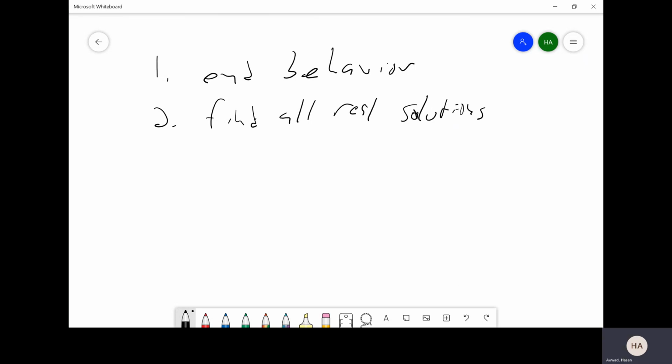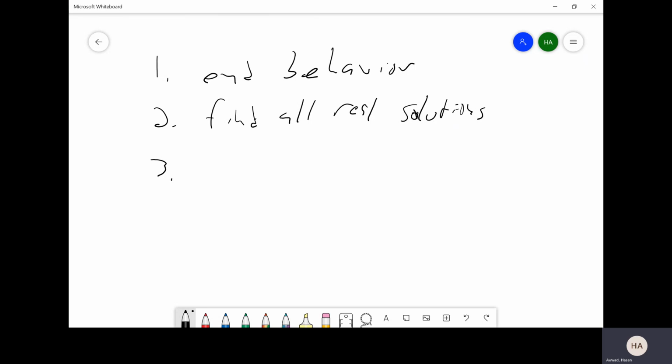Why are you going to find all real solutions? Well, finding all real solutions is the same thing as saying find the x-intercepts. So you're going to try to find all possible x-intercepts. Your third step involves test points. Yes, you can never escape test points. I'm sorry, they never go away.